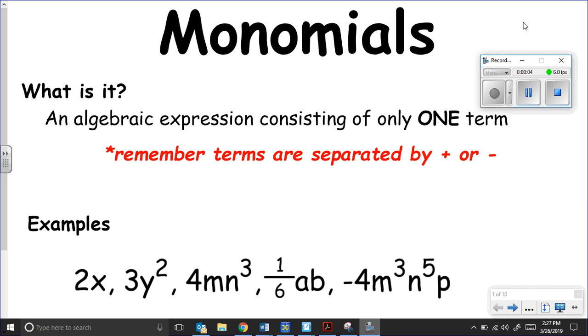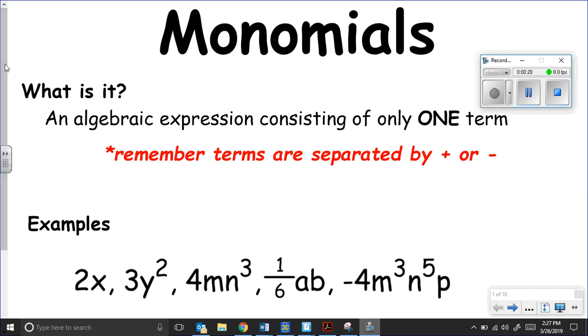Okay, so let's talk about monomials. So what is a monomial? It's an algebraic expression consisting of only one term. So remember, going back when we did combining like terms, that terms are separated by addition or subtraction signs.